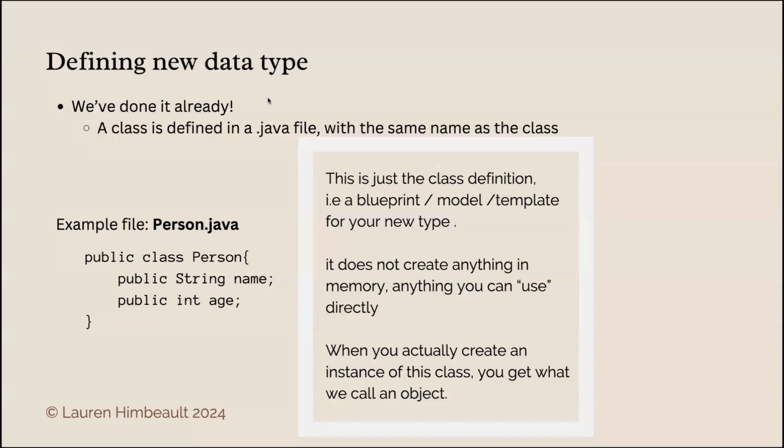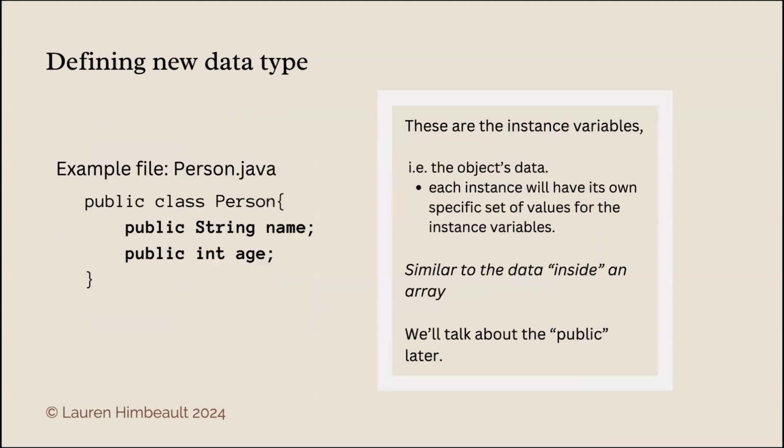That's very similar to this. This class definition is really just a blueprint or a model for our new type. It doesn't create anything in memory, and it doesn't give us anything that right now we can use directly. When we actually want to create an instance of this class, that's when we get an object. So let's talk about how we're going to do that in just a minute here.